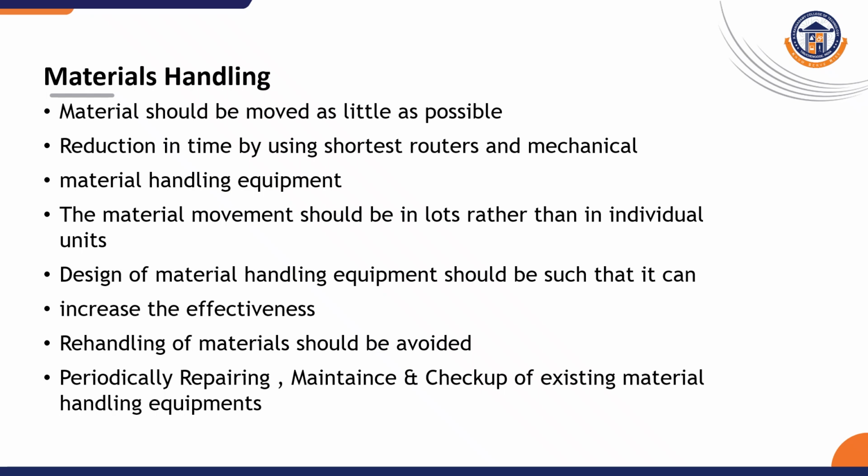So how to reduce that? The second bullet: reduction in time by using shortest routes and mechanical material handling equipment. Material movement should be in lots rather than in individual units. Individual units in the garment industry are very rare because they are all small parts, so it should be in lots, especially in containers or boxes.